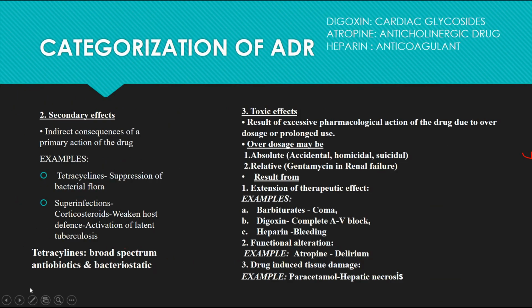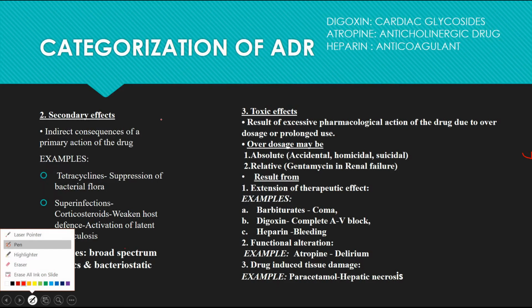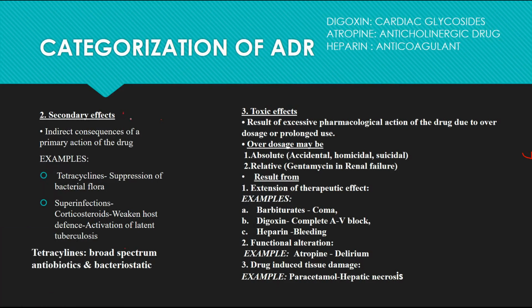Now this is the next categorization of ADR. The second point is the secondary effects. For this secondary effect, we can see that these are indirect consequences of the primary action of the drug. It means the secondary effects are mainly occurring due to the primary action. So this is the key word. Next, again we are citing examples, that is tetracycline. What is tetracycline? Tetracycline is a type of antibiotic. It is a broad spectrum antibiotic and it is bacteriostatic.